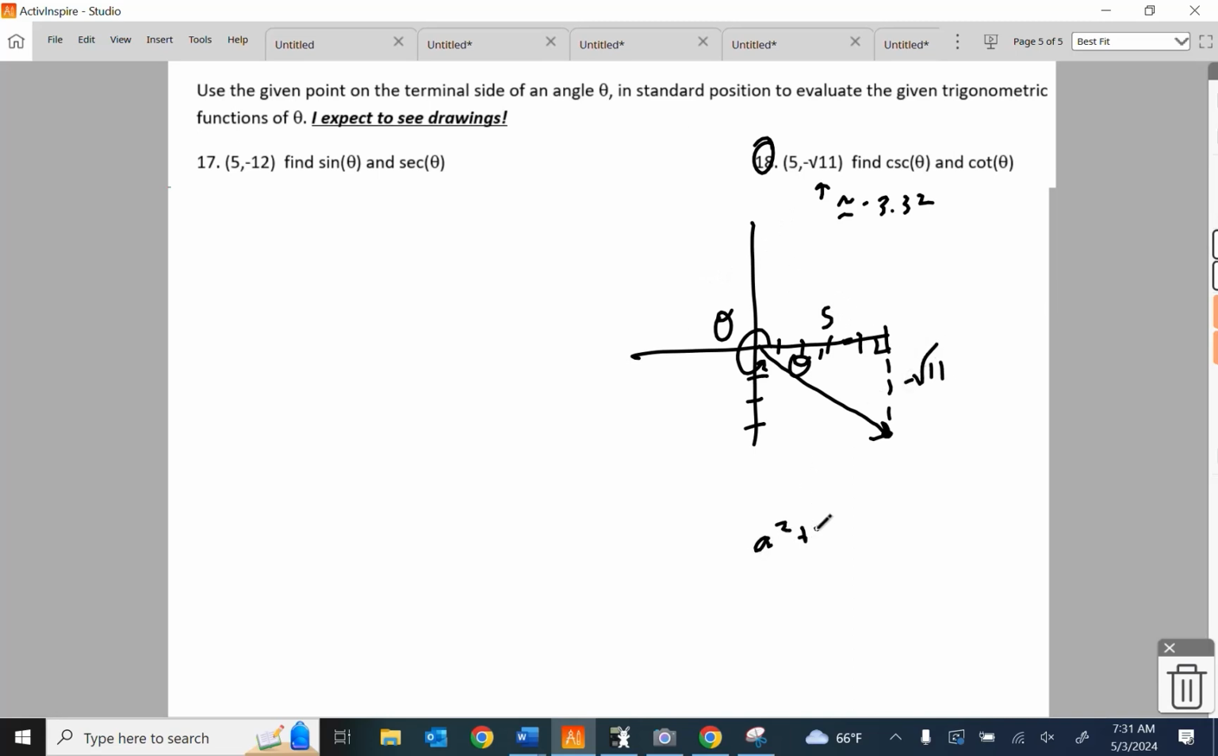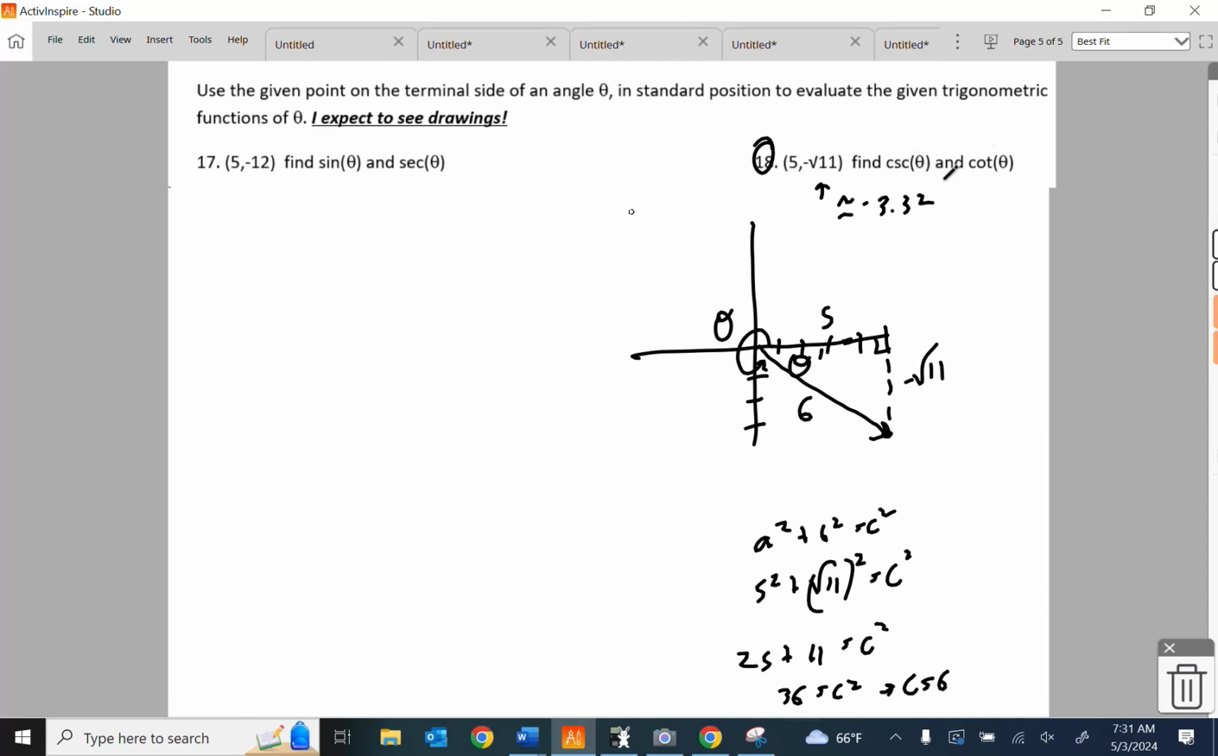Now I do a squared plus b squared equals c squared. I plug in the values. 5 squared plus root of 11 squared is c squared. 5 squared is 25. Root of 11 squared is 11, equals c squared. 25 and 11 makes 36. 36 is c squared. And c is 6.